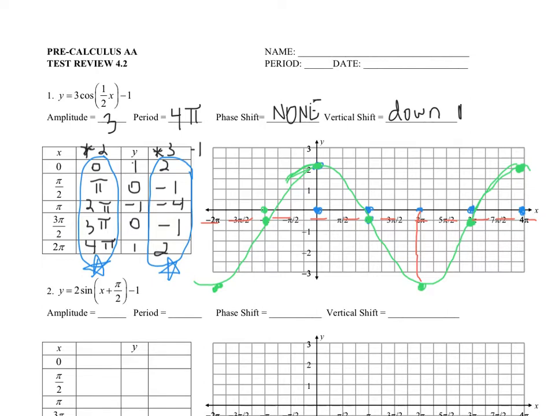My period is 4 pi. The period tells me how far I can go before the pattern starts to repeat again.